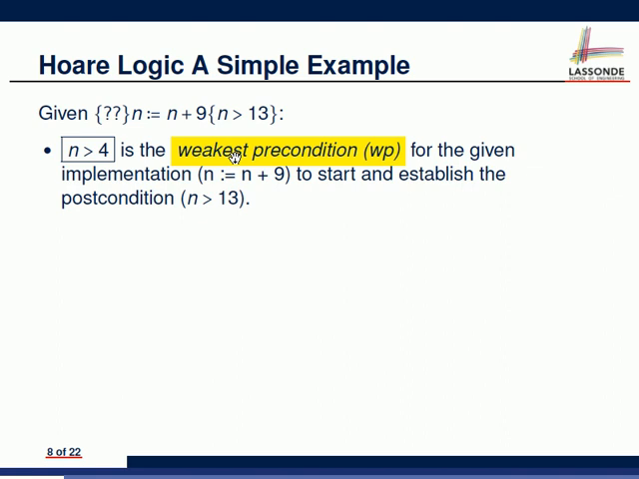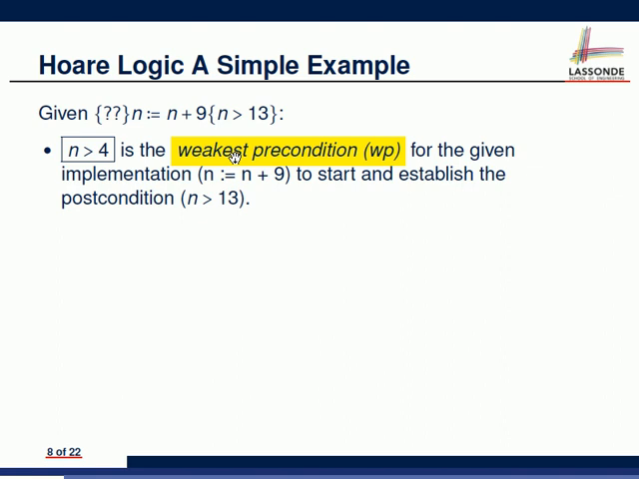So what does weakest precondition mean? Let's think about what the n larger than 4 is. We say that n larger than 4 is the weakest precondition for n is assigned to n plus 9 to establish the postcondition n larger than 13. It's the weakest one, which means if you try to give anything that's weaker, you're going to run into trouble.